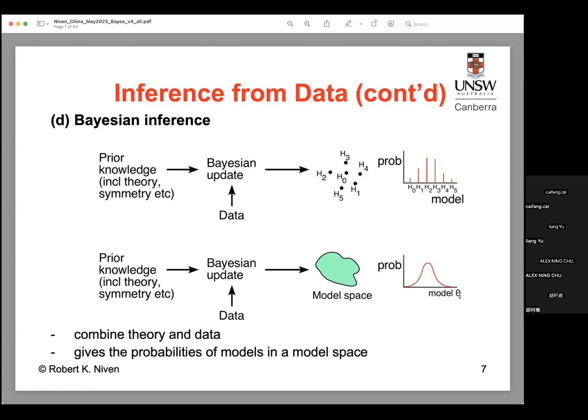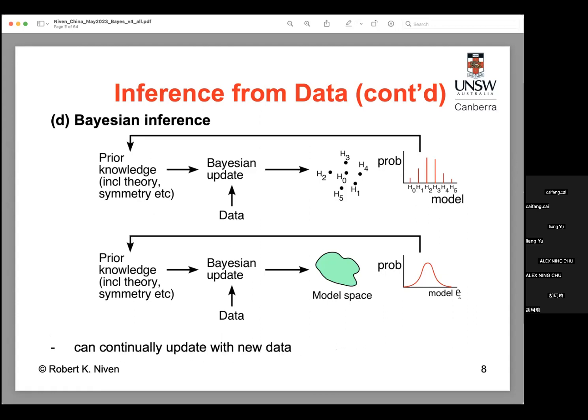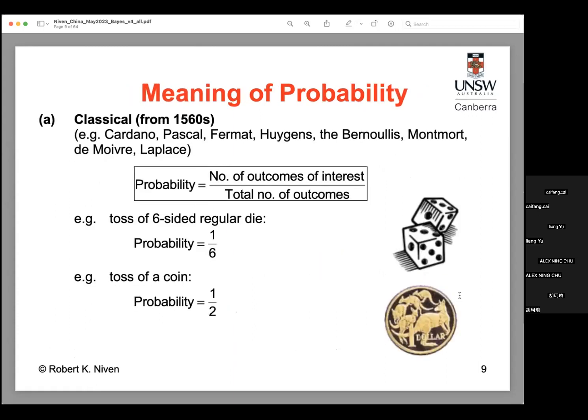And when you think about it, this is a really natural way of representing how we should be doing inference. And a further advantage is we can go back from our inferred distribution, the posterior, import that in as a prior and update that with new data, and we can keep going around and around. So we can continually update with new data. Okay, so there's the different methods of inference.